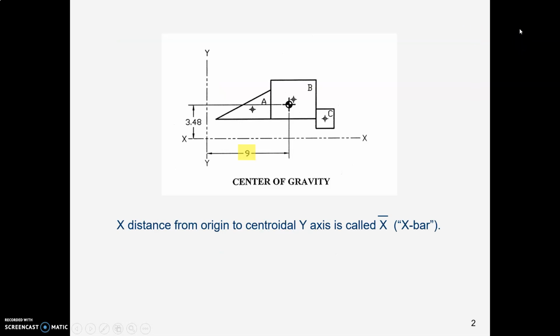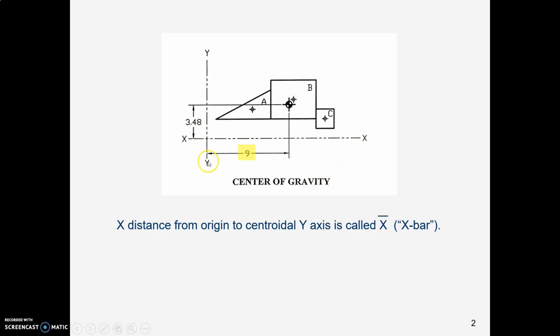Let's say we have, I don't know what this is, a bulldozer or a snowplow, and we're trying to find where the center of gravity is for this snowplow. What we can do is break it into simple geometric shapes and find the center of gravity in one direction and then in the other direction. So we'll do that right now.